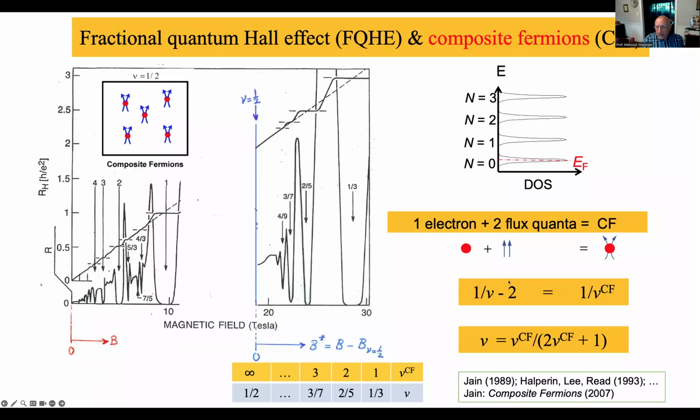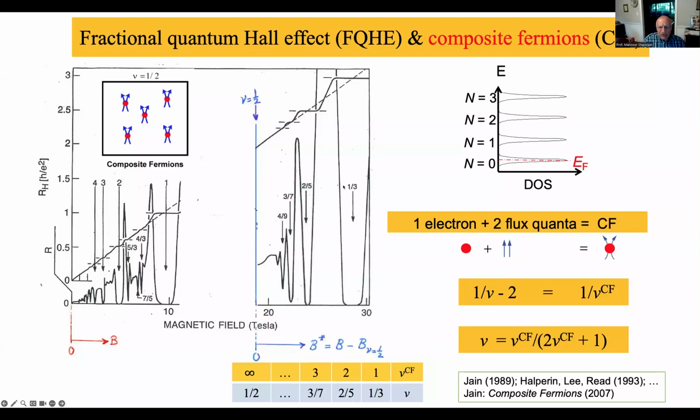Now for these, essentially the flux is 1/nu minus 2 because you have attached these 2 fluxes. So you get a new flux for composite fermions, and you can do this simple mapping by just solving this equation. You can see at the bottom here, the quantum Hall states at fillings 1/3, 2/5, 3/7, and so on, map to composite fermion integer quantum Hall states at 1, 2, 3. So you can explain this.